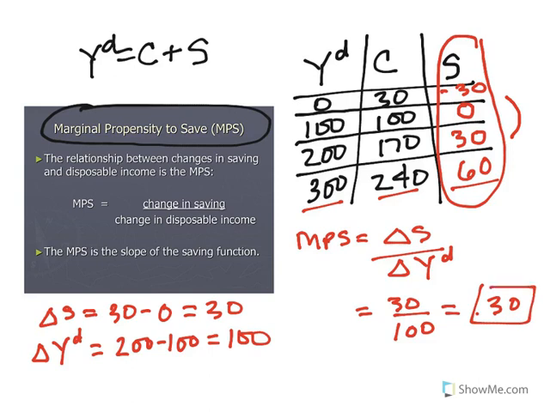So again, that's the value of our MPS, and what that means is every time you have a change in your income, you're going to save 30% of it. So we already calculated on the previous slide, you're going to spend 70% of it, which of course means that you have to be saving 30%, because those are the only two things that you can do with your money: spend it or save it.